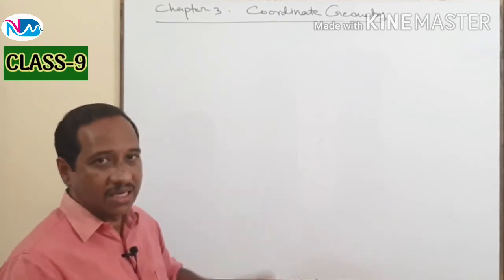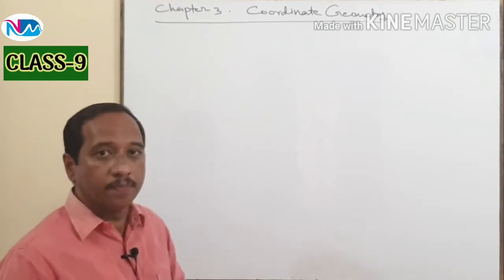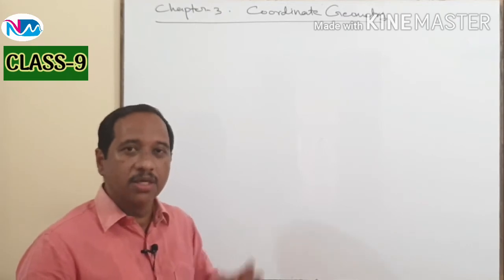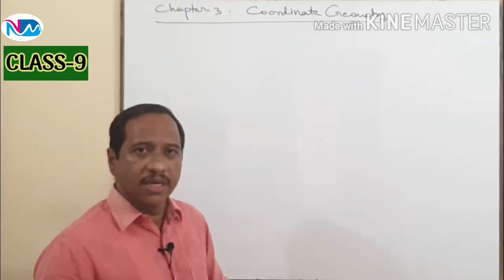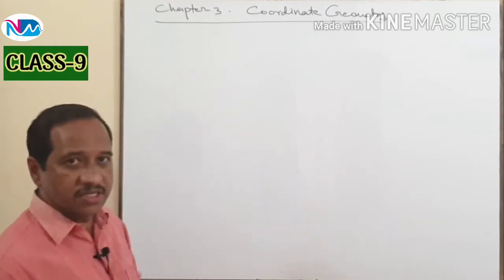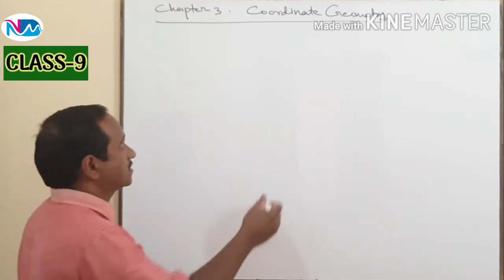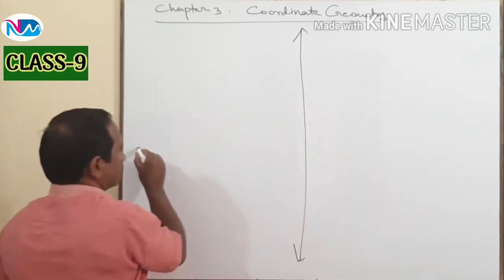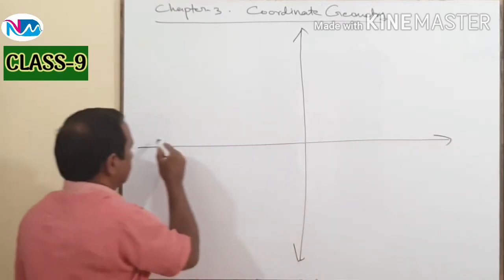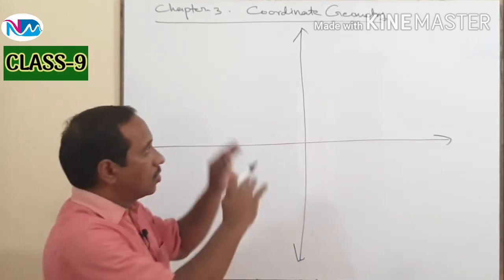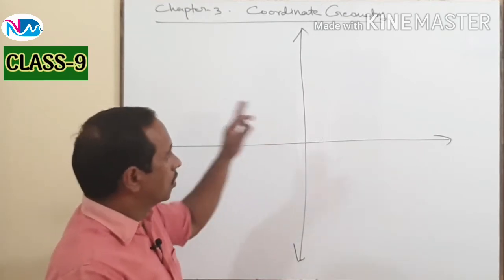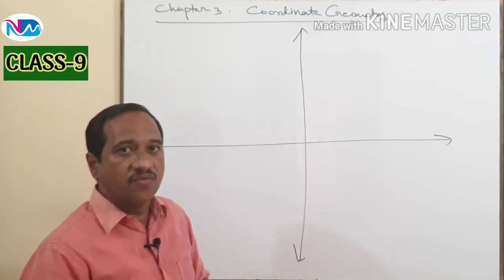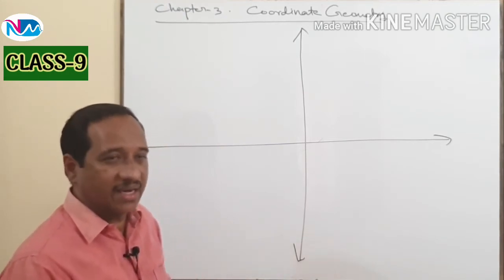This is being done by dividing the whole plane into 4 parts by drawing 2 perpendicular lines. Here I am going to divide this plane into 4 parts by 2 perpendicular lines. Here the whole plane is divided into 4 parts by means of these 2 perpendicular lines, which are called coordinate axes.